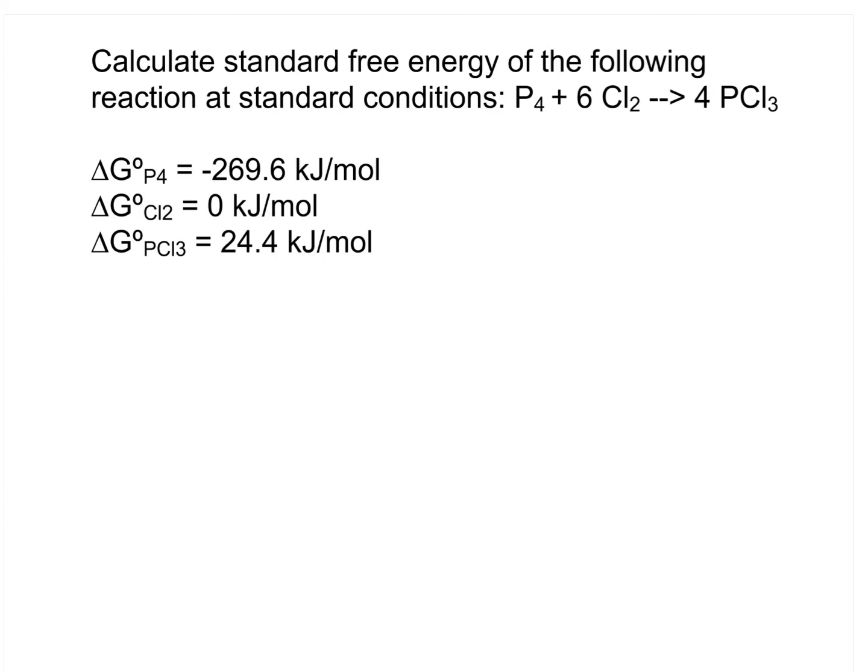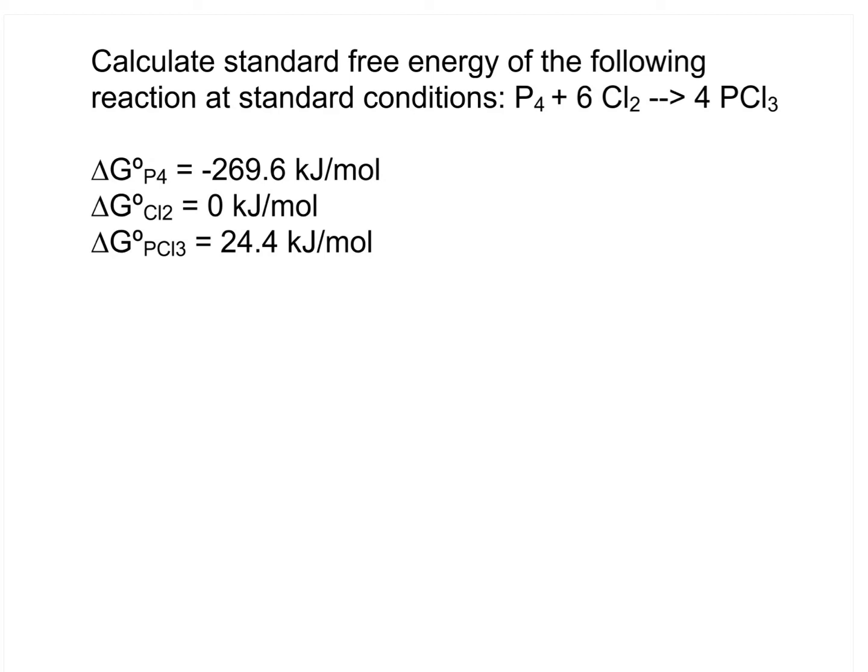Let's do a quick calculation of standard free energy using the information provided. We've got a chemical reaction. P4 plus 6Cl2 gives us 4 PCl3. Now here are the Gibbs free energies, or free energies, for the following. We've got negative 269.6 for the P4. Chlorine, as we mentioned before, since it's in its elemental state of matter, is 0. And then PCl3 is positive 24.4 kilojoules per mole.